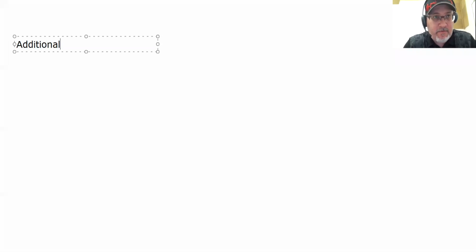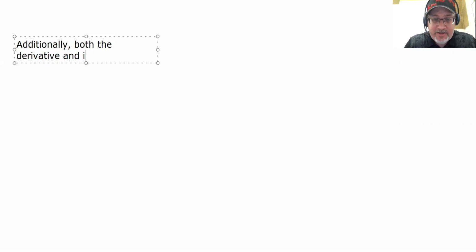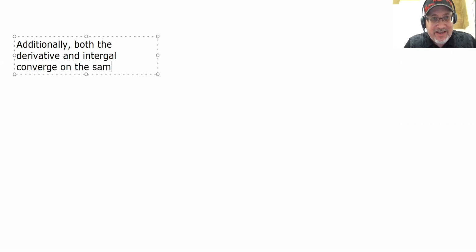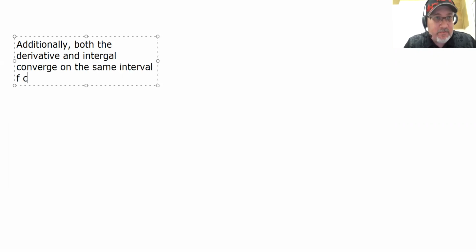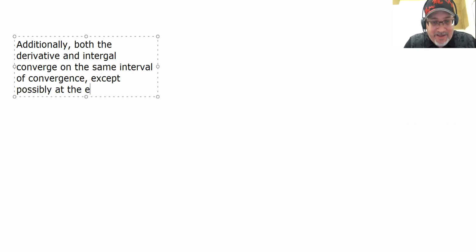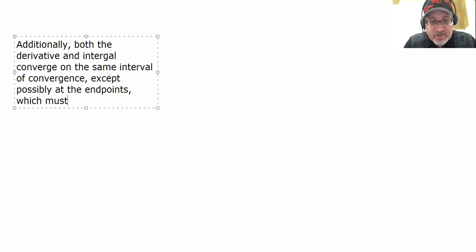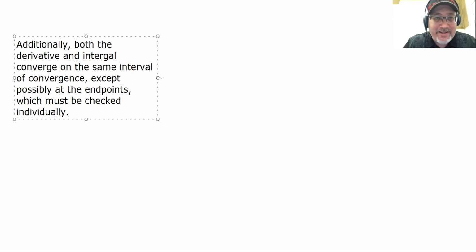Additionally, both the derivative and integral converge on the same interval of convergence, except possibly at the endpoints, which must be checked individually. Let me widen this text box.